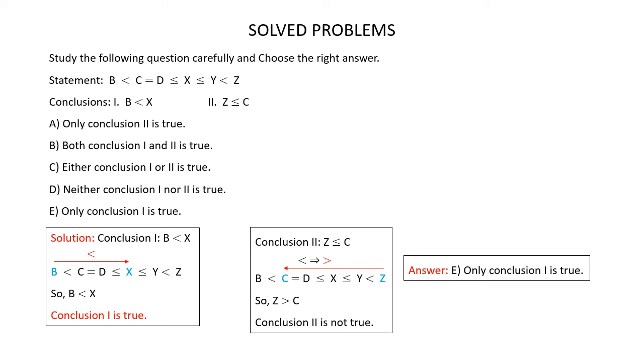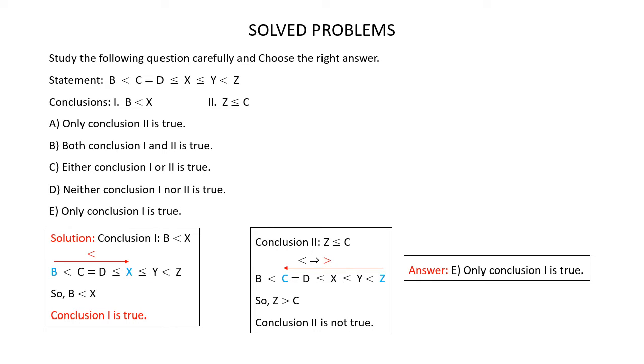Now let's solve this problem by considering each of the conclusions separately. So conclusion 1 is B is less than X. First write the given statement. So now we have B here and X here. So you have to move in the forward direction from B to X. When you move in the forward direction from B to X, you get the symbols less than, equal to, and less than or equal to.